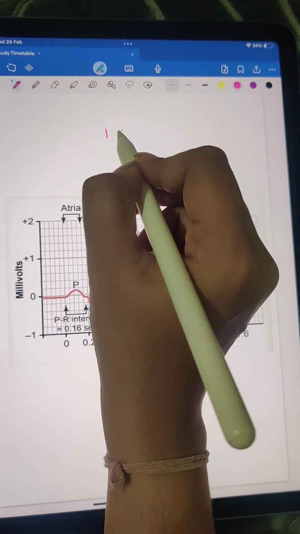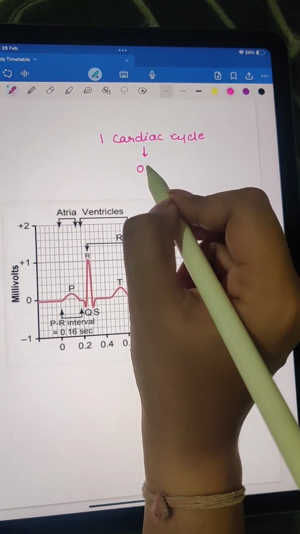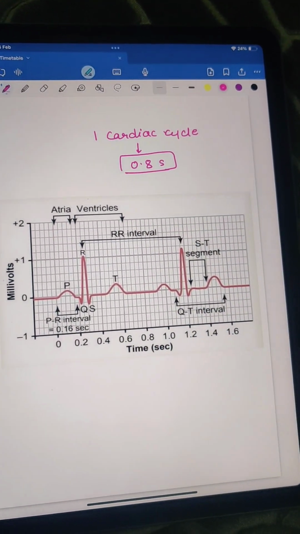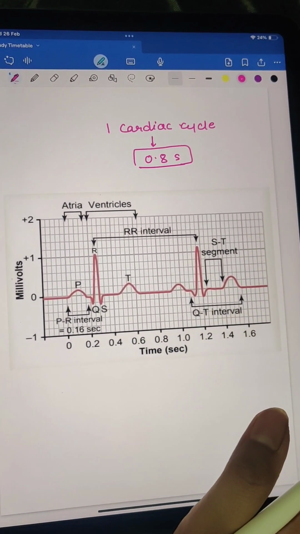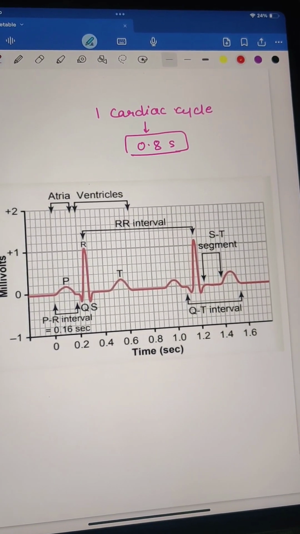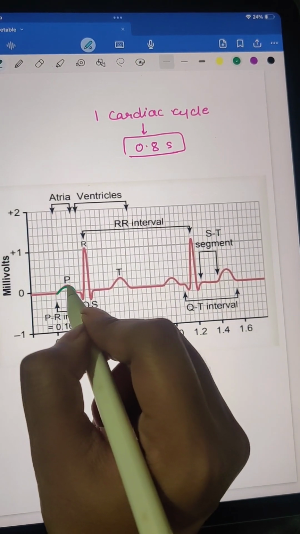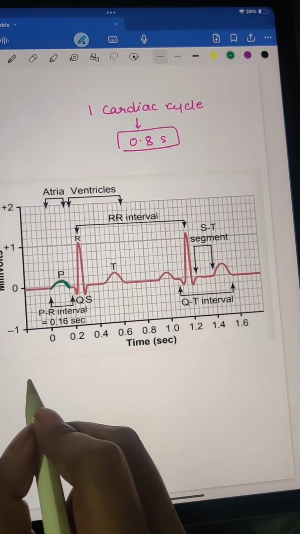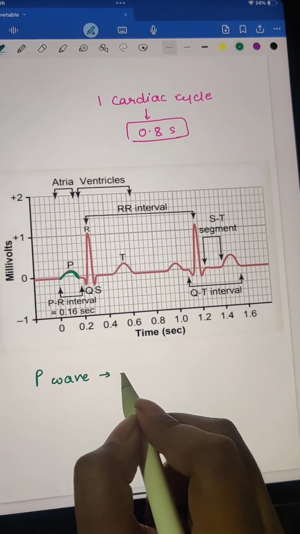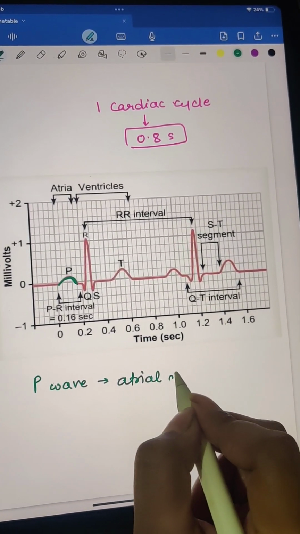We know that one cardiac cycle lasts for 0.8 seconds. So within these 0.8 seconds, how is the heart's electrical activity recognized? We get a total of 3 waves here. The first wave you see is a P wave. This P wave represents the excitation of atria, so it represents atrial depolarization.